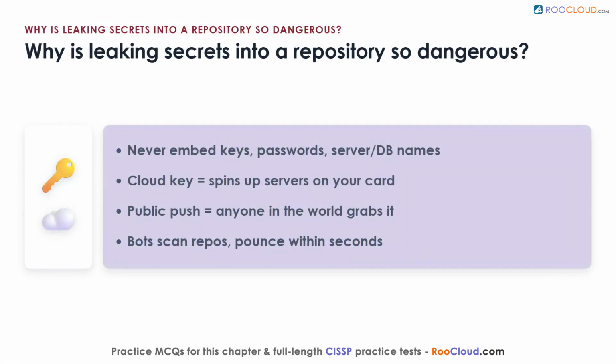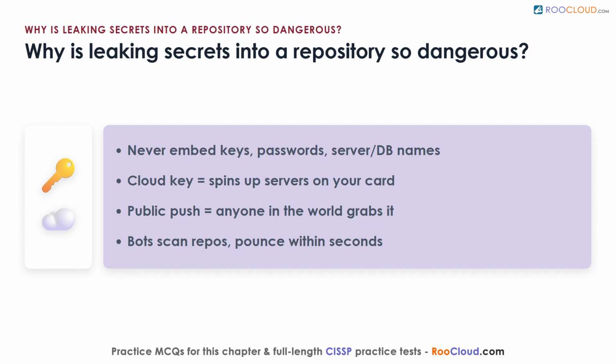Why is leaking secrets into a repository so dangerous? Because a repository is only as safe as what developers put into it, and secrets do not belong there. The classic mistake is embedding an interface key, which is especially damaging with cloud providers, where a key can spin up servers and charge a real credit card.